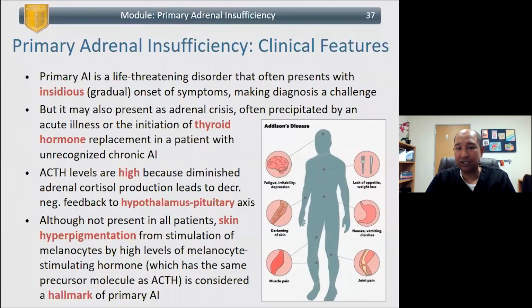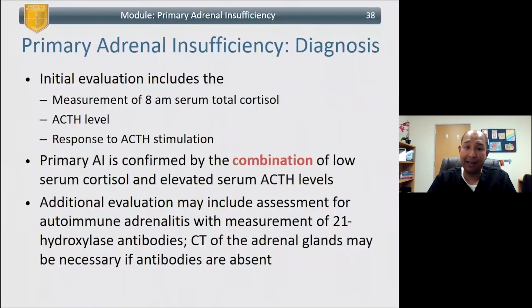And when you work these patients up, since the problem is primary in the adrenals, ACTH levels should be high in these cases. And one thing we commonly think about, but it's not present in all patients, is hyperpigmentation. I think many of us know where I'm going with this. Think about the stimulation of melanocytes by high levels of melanocyte stimulating hormone, which is very similar to ACTH. And really that darkening, hyperpigmenting of the skin is one of those hallmarks of primary AI.